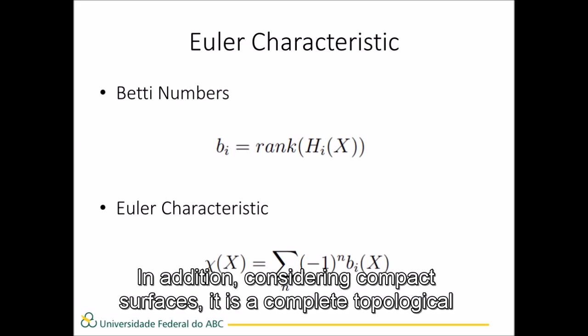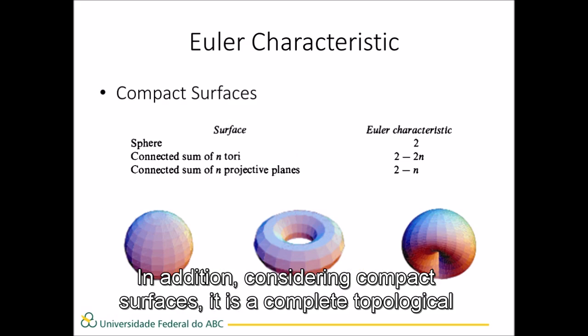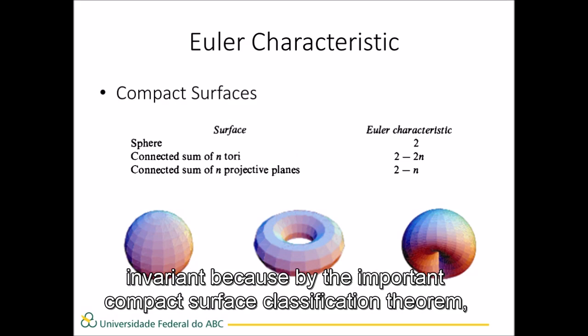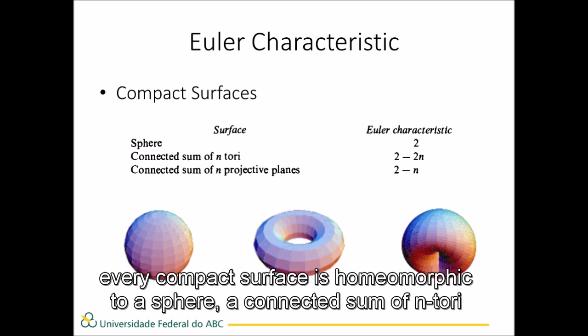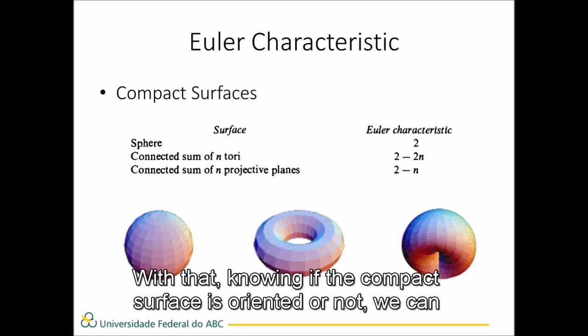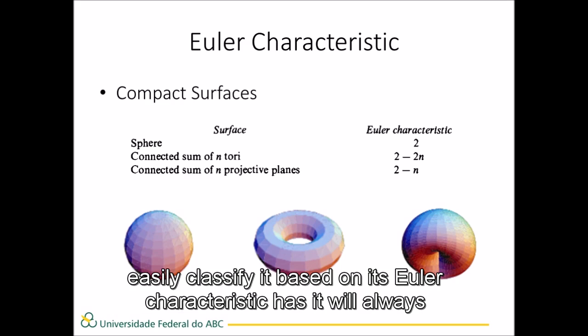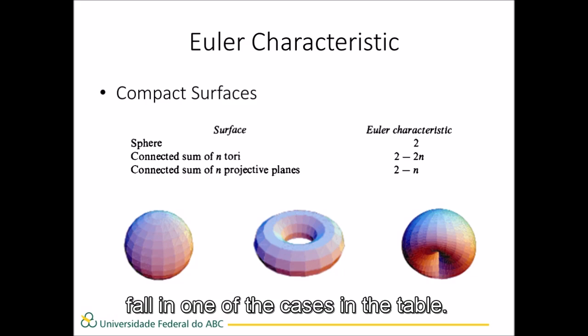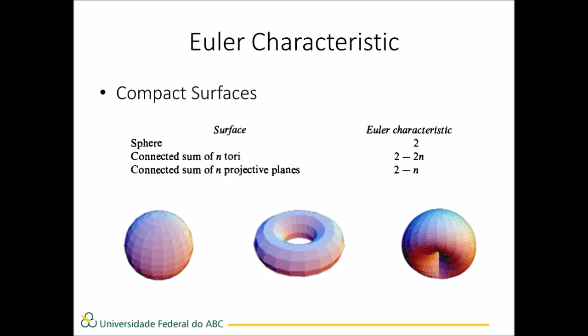In addition, considering compact surfaces, it is a complete topological invariant because, by the important compact surface classification theorem, every compact surface is homeomorphic to a sphere, a connected sum of n-tori, or a connected sum of projective n-planes. With that, knowing if the compact surface is orientable or not, we can easily classify it based on its Euler characteristic, as it will always fall in one of the cases in the table.